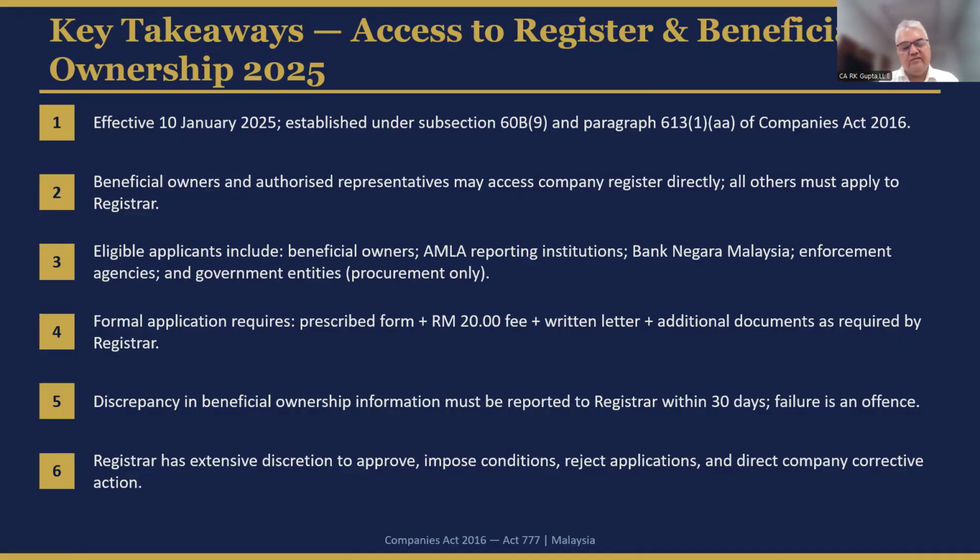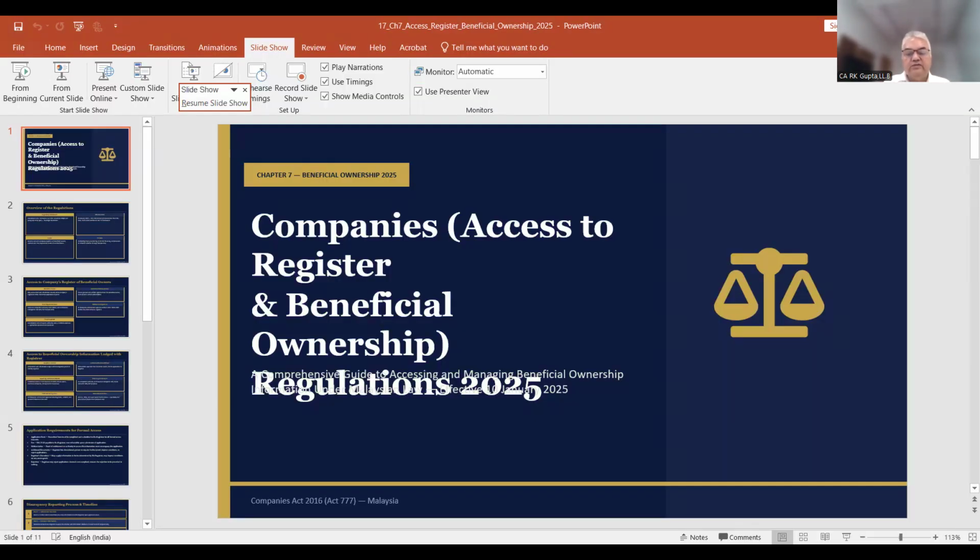Formal application requires an application in the prescribed form plus a fee of 20 ringgits plus a written letter plus additional documents as required by the registrar. If there is a discrepancy in beneficial ownership information, it must be reported to the registrar within 30 days, and failure to do so is an offense. The registrar has extensive discretion to approve, impose conditions, reject applications, and direct company corrective action. So this was all in brief about the Companies Act 2016, including regulations.